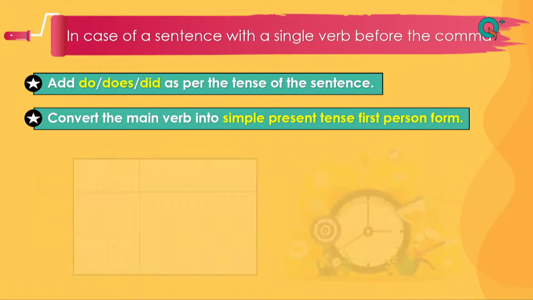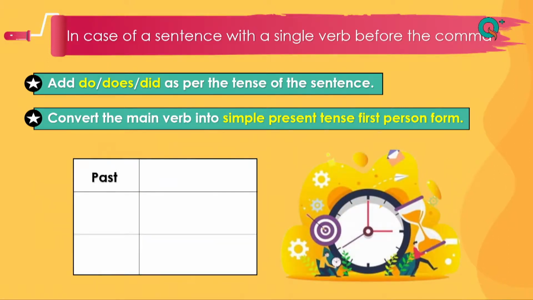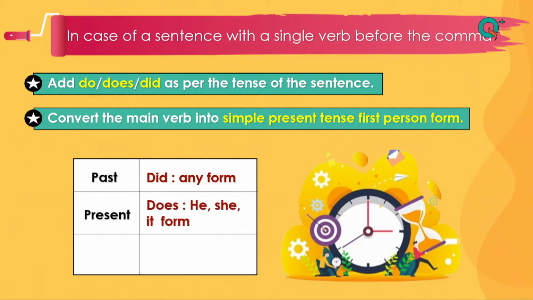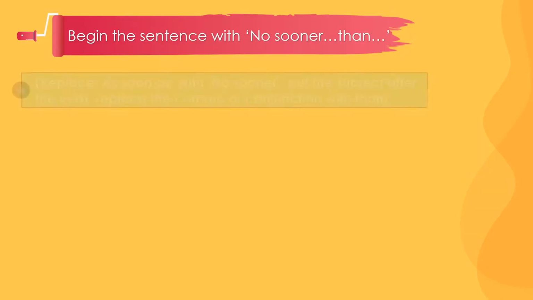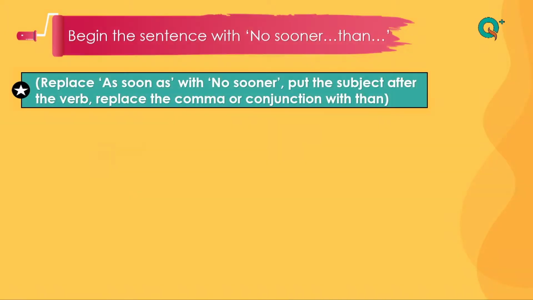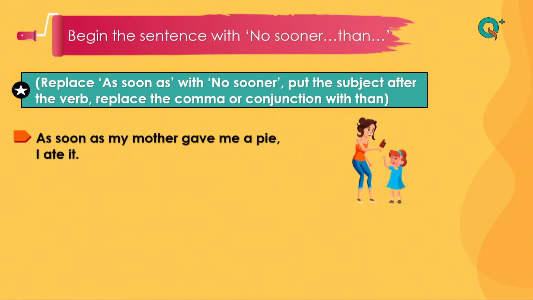So, students, what we did over here is, we saw that for the past tense, any form, we use did. For the present tense, he, she, it form, we use does. And for the present tense, I, we, they form, we use do. Accordingly, we have to add them in the sentences. Now let's take a look at the instruction. Replace as soon as with no sooner. Put the subject after the verb. Replace the comma or conjunction with than. Now let's use this in the sentences given.